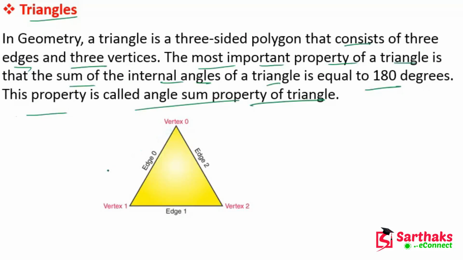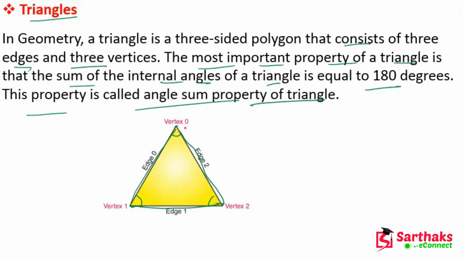Now here you can see in the diagram, here are three vertices. This one, this one, and this one. So there are three vertices and three edges, meaning sides. This one, and this one. So we have three vertices, three sides, and three interior angles also. So this angle, and this angle. I hope you understand these things, my dear friends. What is a triangle? A triangle is a three-sided polygon that consists of three edges and three vertices.